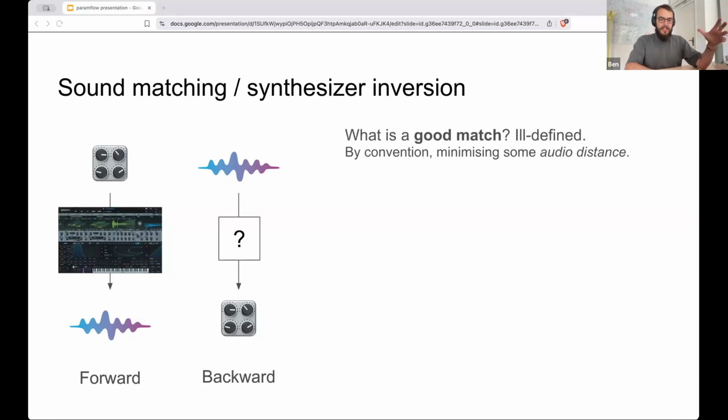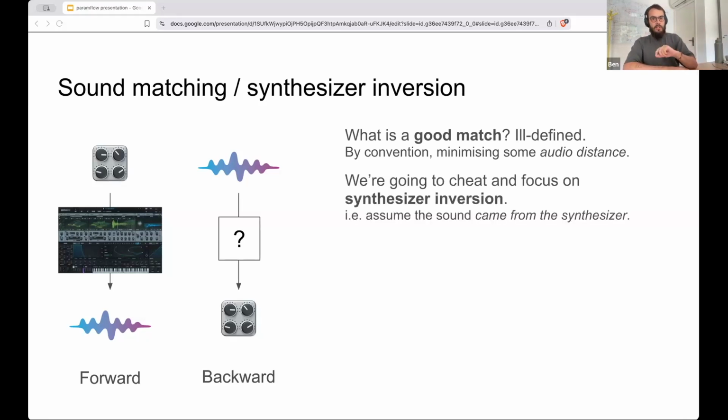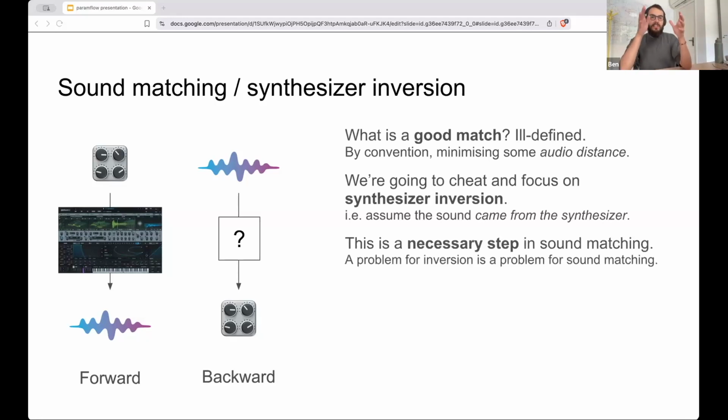It's a fuzzily defined task. It's not clear what a good match is. The convention that's emerged in the literature is that we're minimizing some kind of audio distance, but this is still a cloudy definition. And so we're going to cheat a little bit for the rest of this talk and focus on synthesizer inversion. So we're just going to assume the sound that we're matching came from the synthesizer. We do this without loss of generality, at least in terms of the issues we're discussing, because as it turns out, this is a necessary step in sound matching anyway. And so if there is a problem that affects inversion, it also affects sound matching.